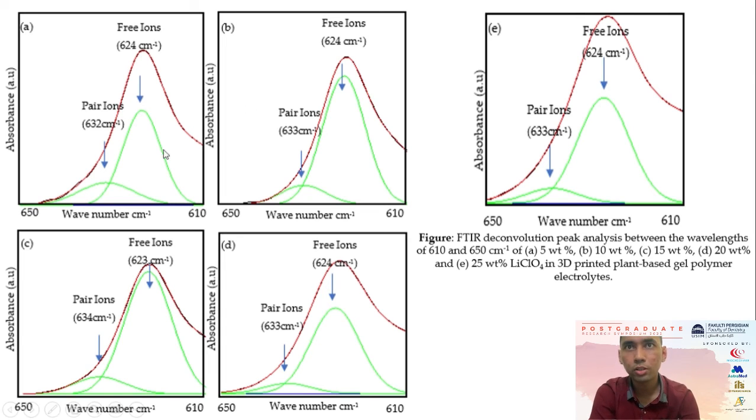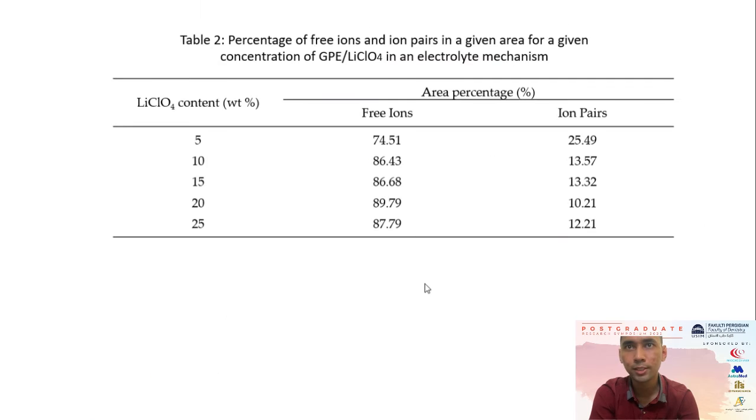For the FTIR deconvolution, the wave number peaks at 623 and 624 represent the free ions, whereas the peaks at 632, 633 and 634 suggest the ClO4 and ion pairs in this research. From a minimum of 74.51% with 5% concentration lithium perchlorate to an optimum of 89.79% with 20% concentration of lithium perchlorate, an increasing area percentage of free ions is seen.